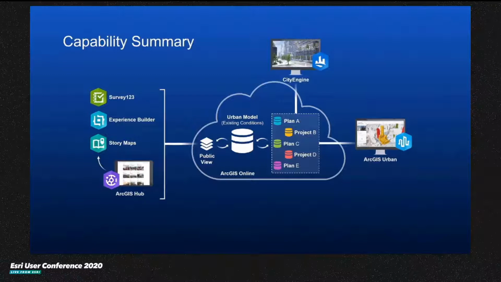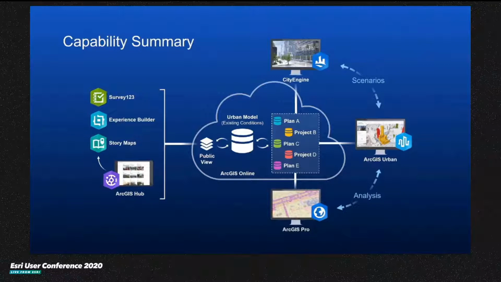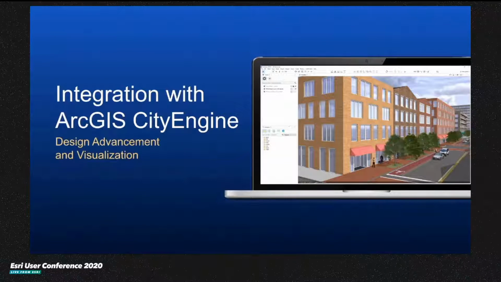CityEngine provides a tool to do advanced design on top of plans and projects inside ArcGIS Urban, and supports the same scenario-based data model that ArcGIS Urban does. ArcGIS Pro has advanced analytical capabilities, and with its ability to access plans and projects, you can use it to do additional analysis and publish the results back to ArcGIS Urban. In addition, ArcGIS Enterprise can be used to publish context information back to ArcGIS Urban. Let's take a look at how ArcGIS CityEngine integrates with ArcGIS Urban.